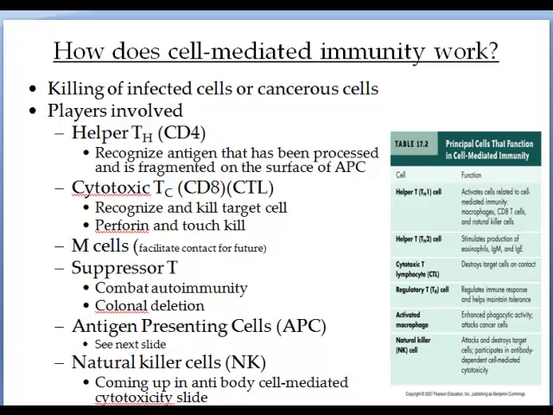So they're very unique in their antigen recognition sites. And there are many players involved in this particular process. The first one we want to look at is the helper T cell, also called the CD4. They recognize antigen that has been processed and is fragmented on the surface of the antigen-presenting cell. So we will talk about the antigen-presenting cell in the next slide.